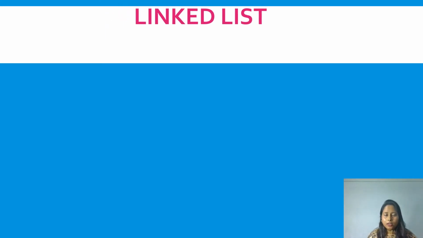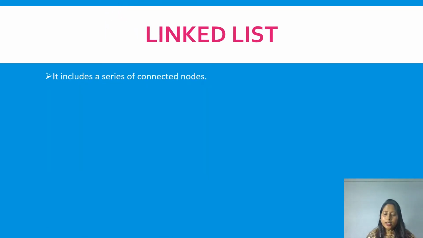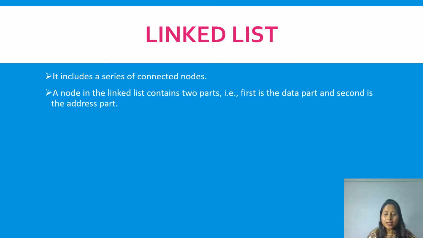Let us understand what are linked lists. Linked lists are a linear data structure which consist of a series of connected nodes. A node is divided into two parts. The first part consists of the data part and the second part consists of the pointer, that is, it points to the address of the next node.